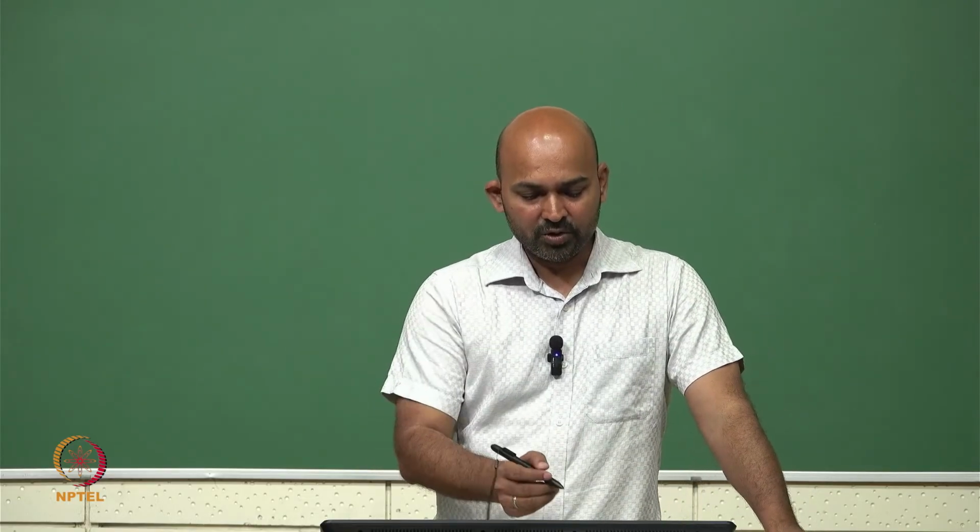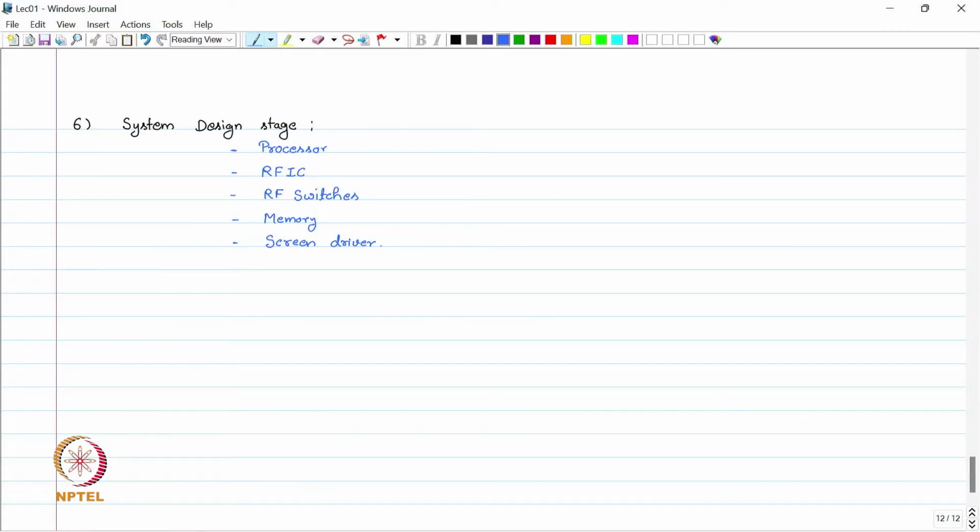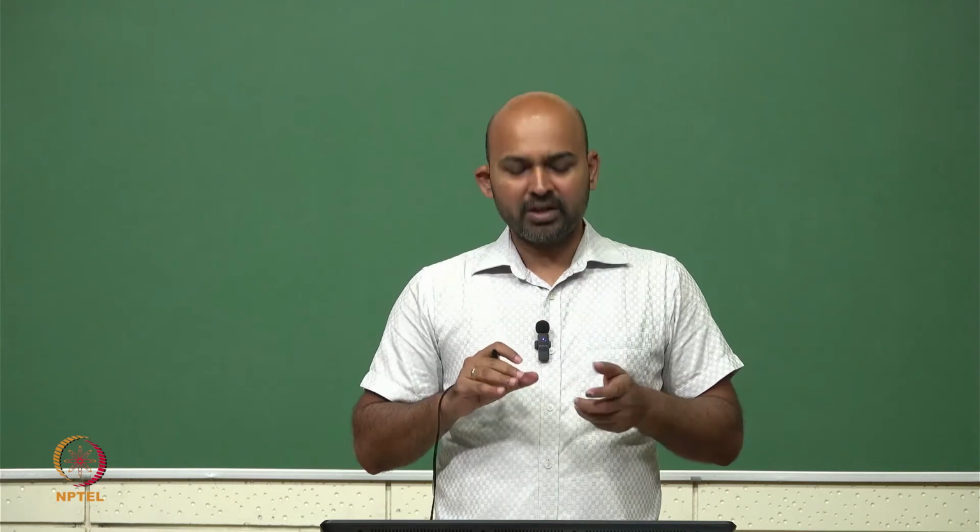For example, one of these ICs can be a processor, and then RF integrated circuits and RF switches, which are generally different from the processor. We may need memory, a screen driver and many other ICs together. So, we take these ICs together and put them on a substrate which is called a PCB, or the printed circuit board. This printed circuit board acts as a common substrate for all these ICs.